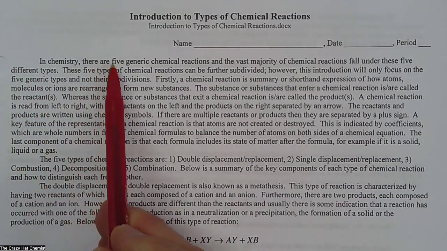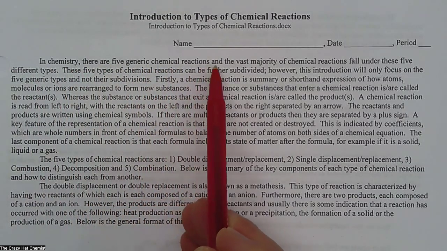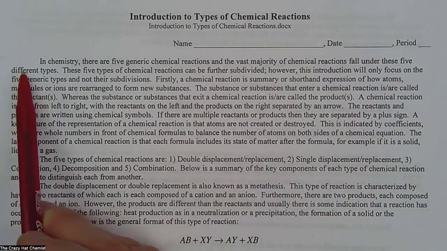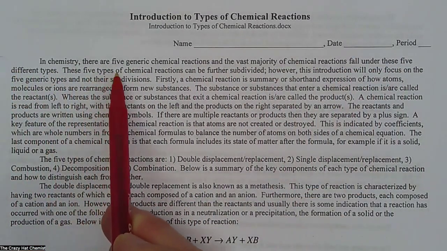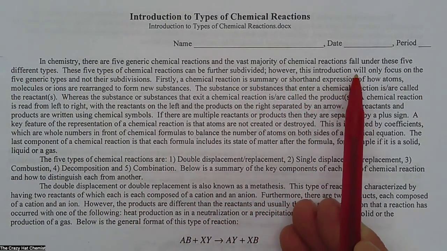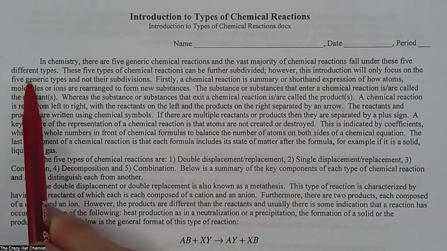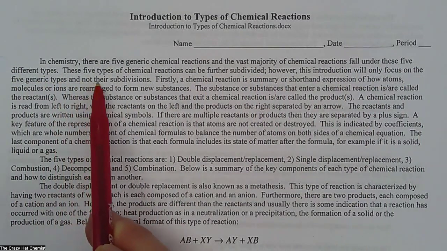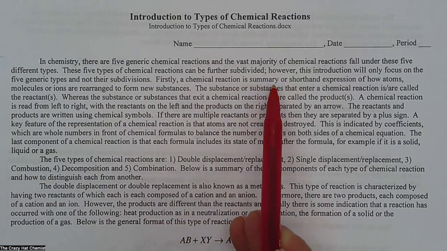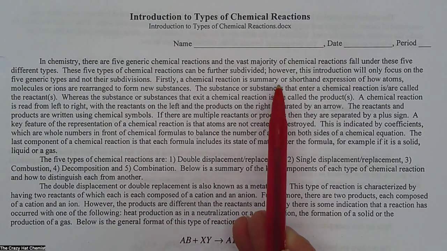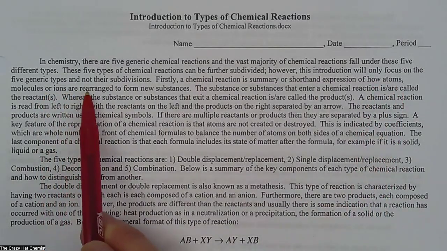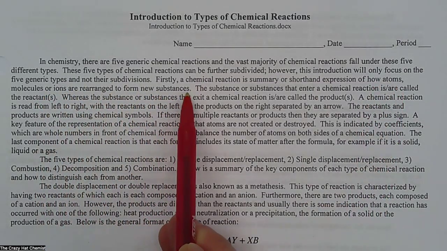In chemistry, there are 5 generic chemical reactions, and the vast majority of chemical reactions fall under these 5 different types. These 5 types of chemical reactions can be further subdivided. However, this introduction will only focus on the 5 generic types and not their subdivisions. Firstly, a chemical reaction is a summary or shorthand expression of how atoms, molecules, or ions are rearranged to form new substances.